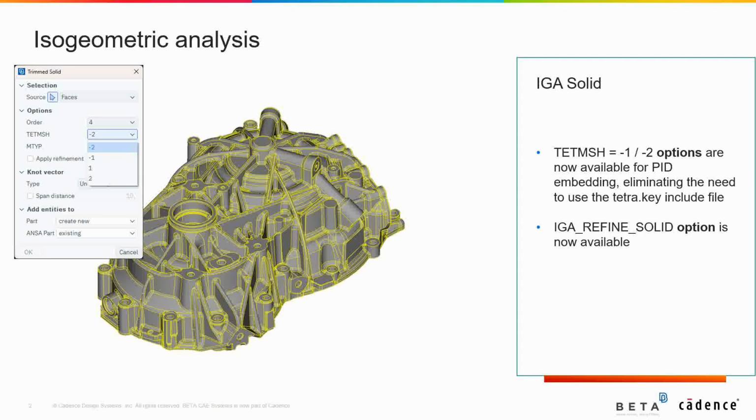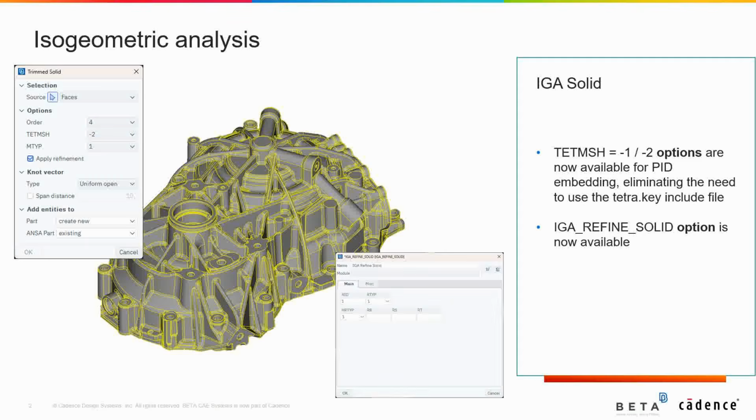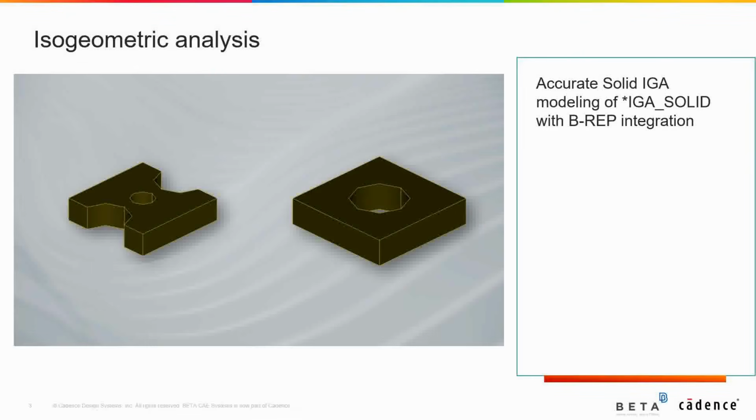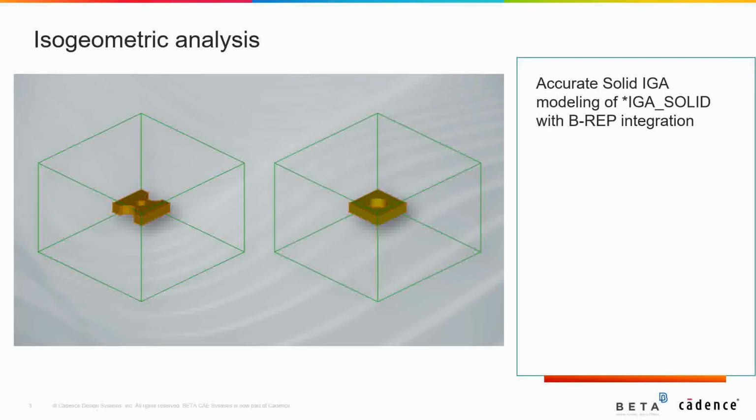The TETMesh -1 and -2 options are now available for PID embedding, eliminating the need to use the tetra.key include file during the simulation. Another key enhancement in this window is the Apply Refinement checkbox, which generates the IGA refined solid keyword during output. Next up, ANSYS now supports accurate solid IGA modeling with BREP integration.